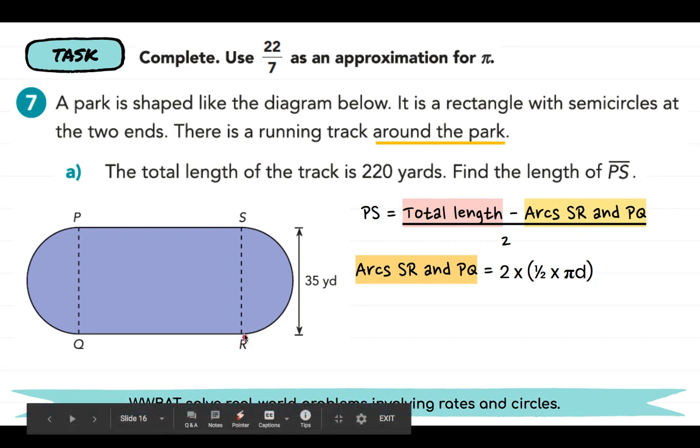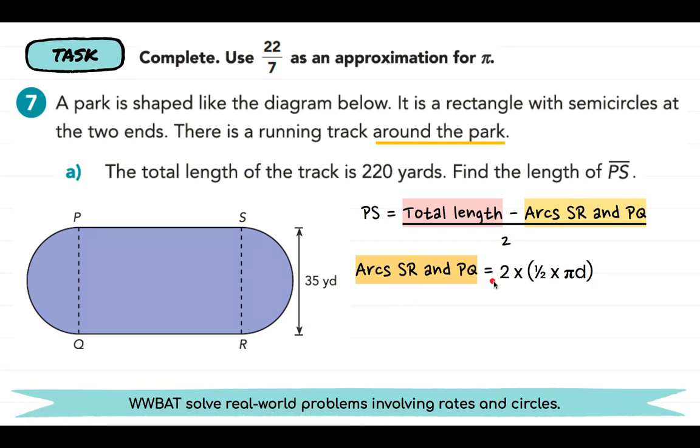In order to find the length of arcs SR and PQ, you can use 2 times 1/2 times pi d, because the length of arc SR is half of a circle, half of the circumference of a circle. So you can use the circumference formula. So you should get 2 times 1/2 times pi. In this case, pi is 22/7 times 35, which is the diameter of the arc.